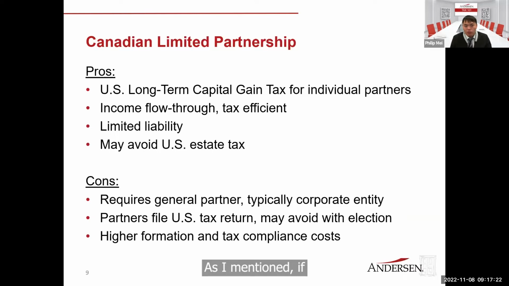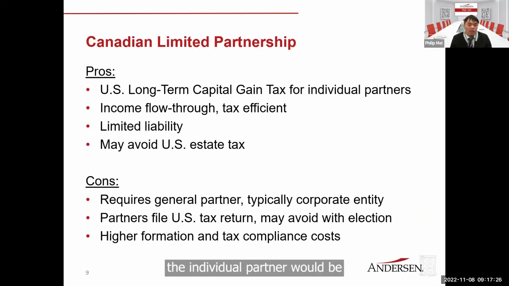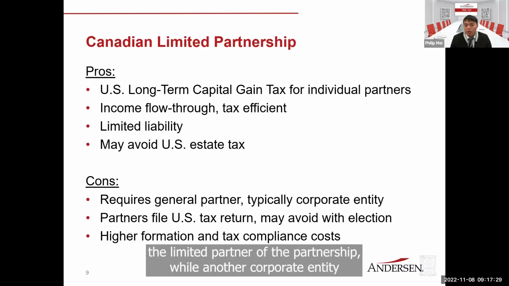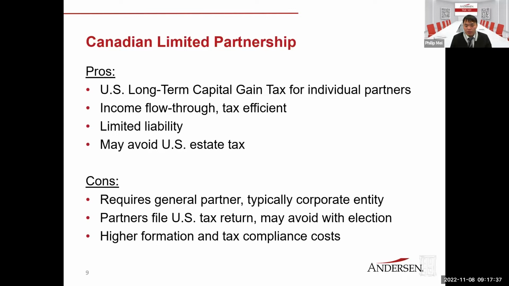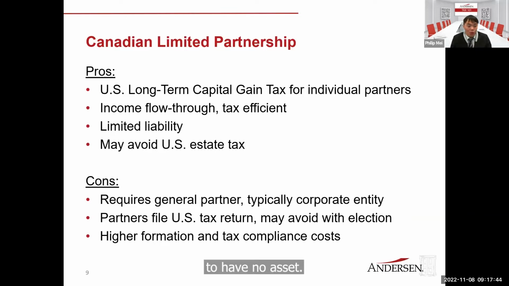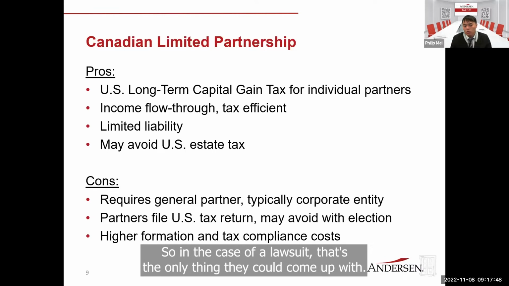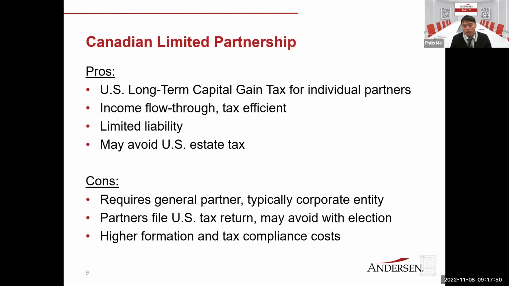As Atif mentioned, if we are setting up a Canadian limited partnership, the individual would be the limited partner of the partnership, while another corporate entity would assume the general partner role, which has unlimited liability. Due to the unlimited liability, we would want the corporate entity, the general partner in this case, to have no assets other than the partnership interest. So in the case of a lawsuit, that's the only thing they could come after.